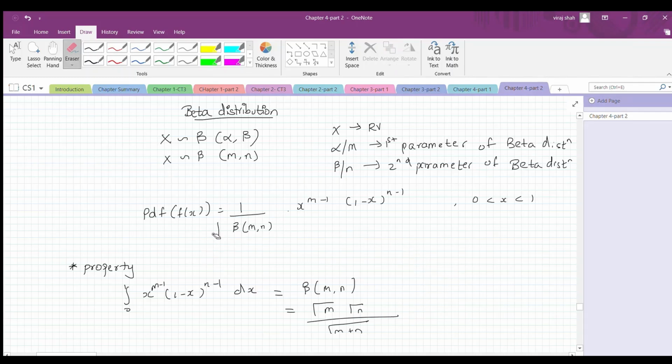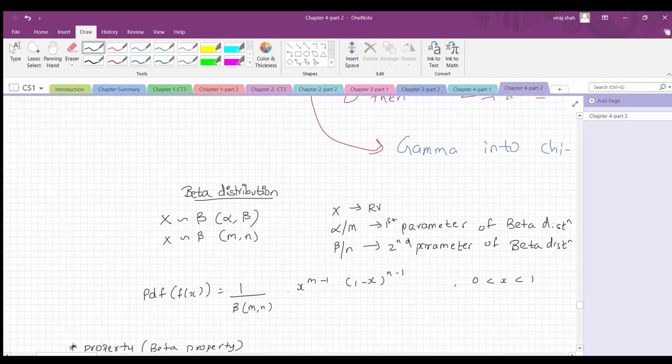Like in the gamma distribution, I stated my gamma property. In this, I stated my beta property. So this property is known as the beta property. This property, as used in the gamma distribution, was to find the mean and the variance. Similarly, even here, this property would be used to find the mean and the variance of the beta distribution.